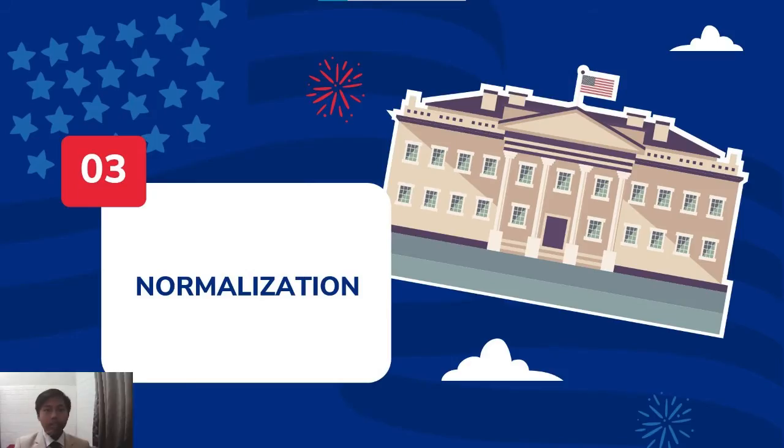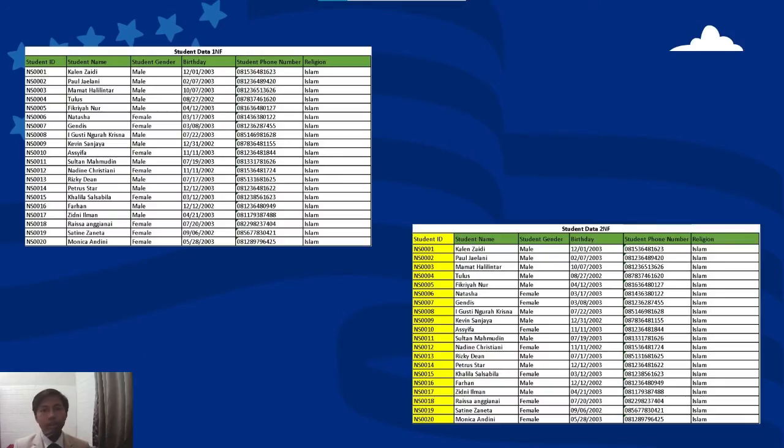Normalization. This is an example of normalization from the student data table. There is 1NF and 2NF. In 2NF, we can see that student ID is declared as primary key for the student data table.